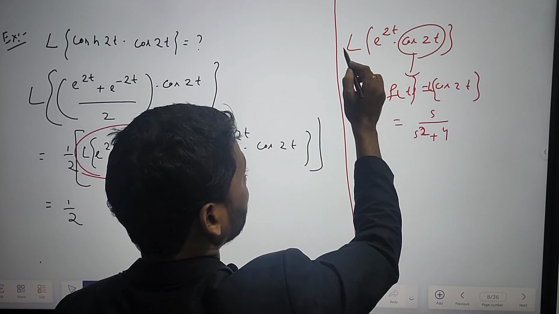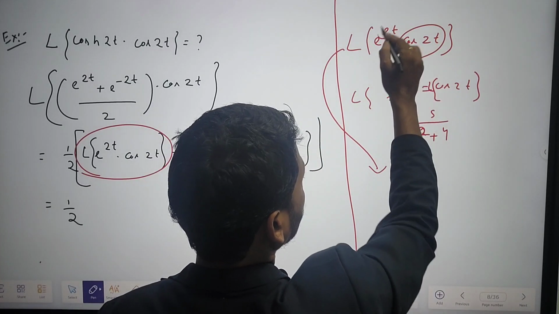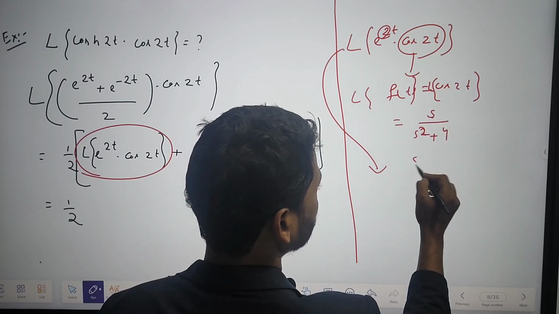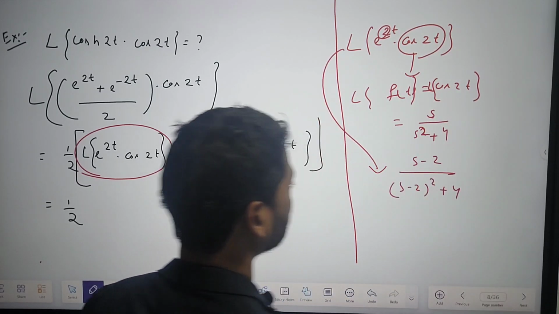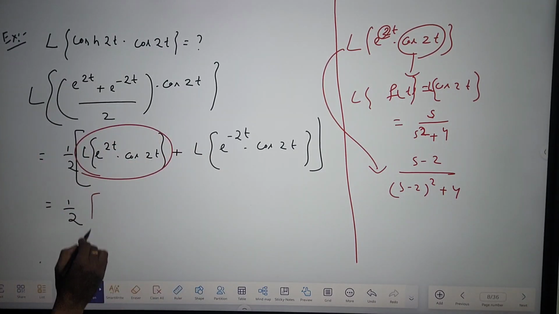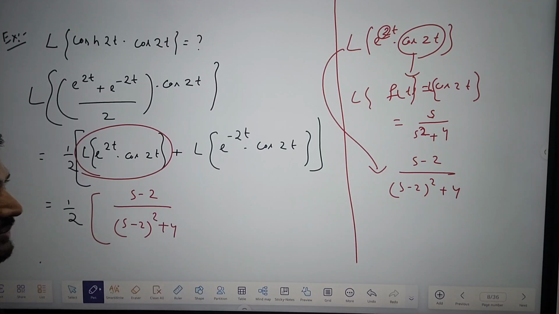Then Laplace of entire function e to the power 2t into cos 2t, मतलब रिप्लेस करना है s minus 2. So s minus 2 by s minus 2 whole square plus 4, ठीक है. So here I can write s minus 2 by s minus 2 whole square plus 4. Getting my point?